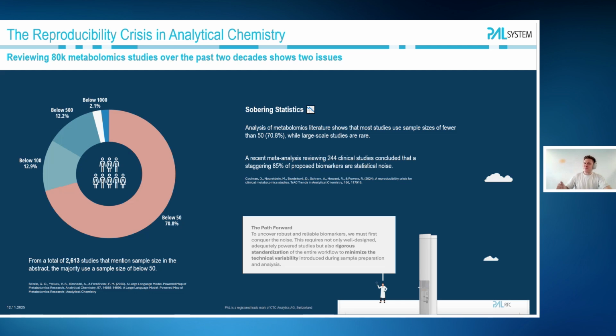How do we fix this? To come up with robust and reliable biomarkers, or more broadly speaking, data, we must first conquer this type of noise. This requires two key things. First, well-designed, adequately powered studies, and second, just as importantly, rigorous standardization of the entire analytical workflow. We must find a way to minimize the technical variability introduced during sample preparation.